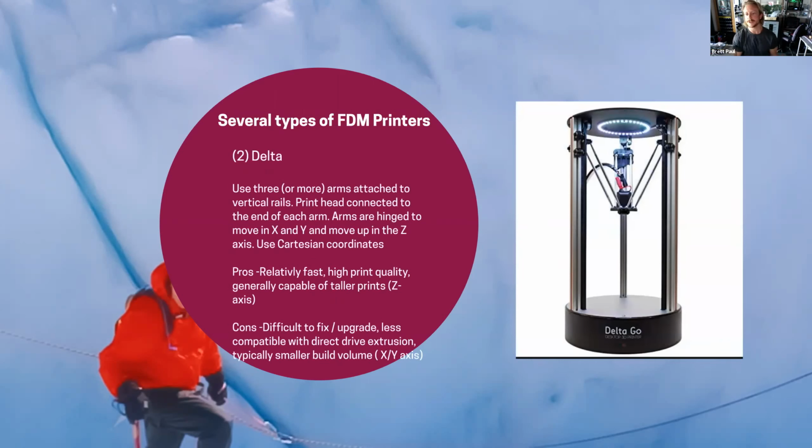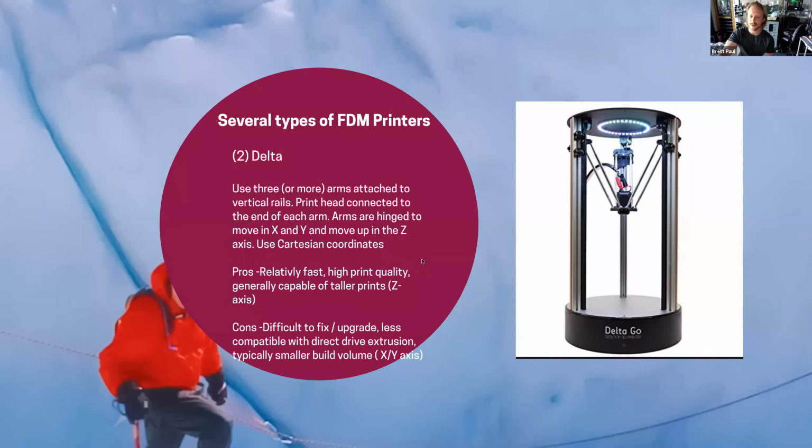We have the Delta printer. It's a little bit different than the one we just looked at, in that there are 3 or more arms attached to these vertical rails, as you can see here. These arms move up and down on the rails, and they're hinged at the center. So you can effectively move the print head anywhere down on this build platform by both hinging and moving the wheels here on the vertical rails.